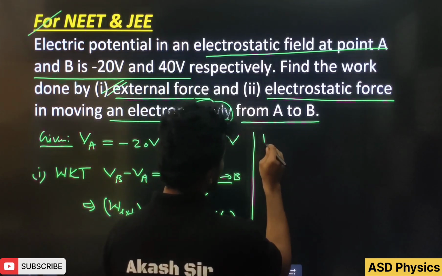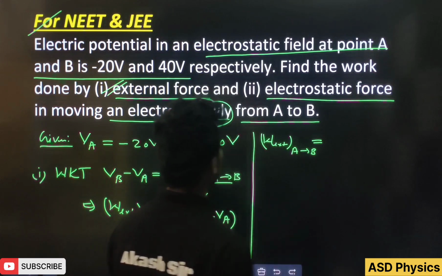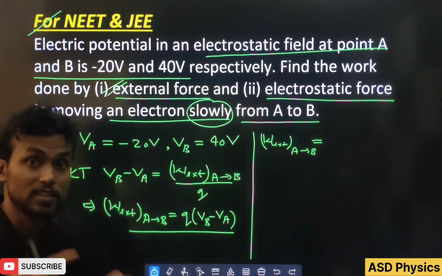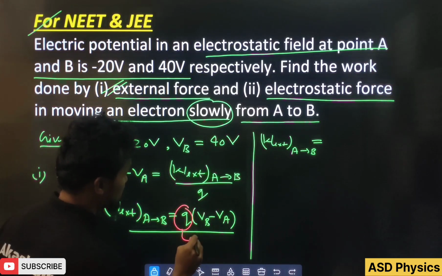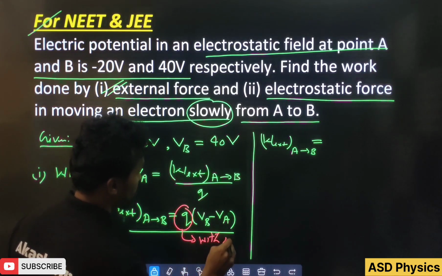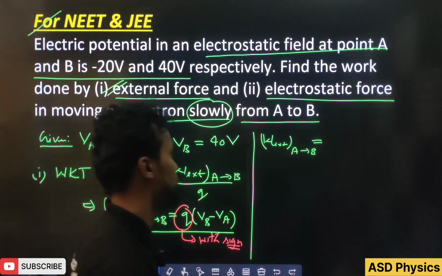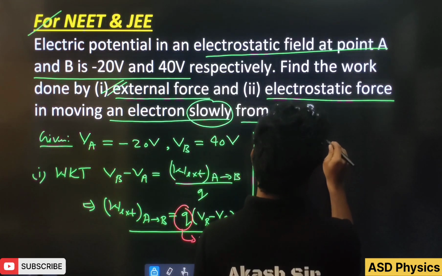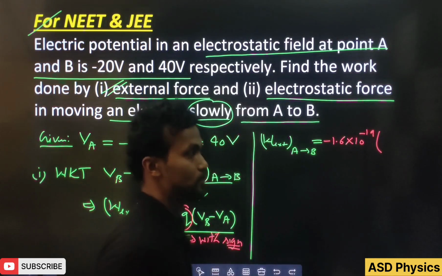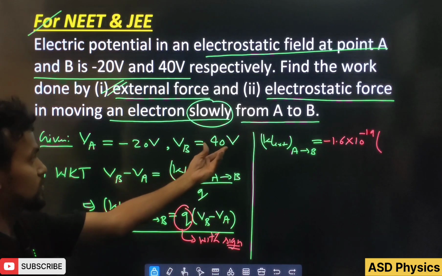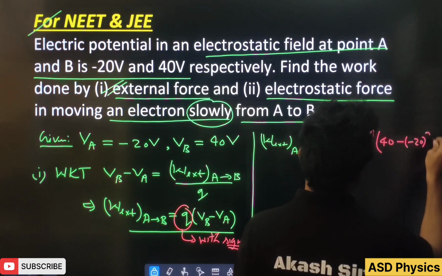Now we'll do here, please. Work done by the external force from A to B is equal to, remember that here, electron means negative charge, proton means positive charge. So this charge you have to always put with the sign. Always put with the sign, very very important. Alpha particle means positive charge, plus 2e. So we'll write here electron, how much charge is there? Minus 1.6 into 10 to the power minus 19. VB minus VA, how much here? This is 40 minus minus 20.